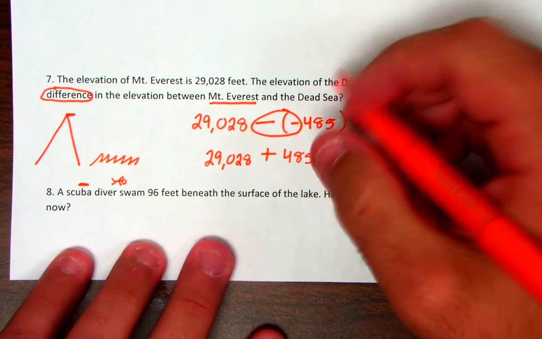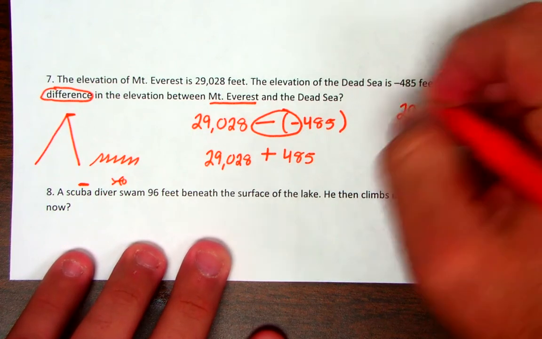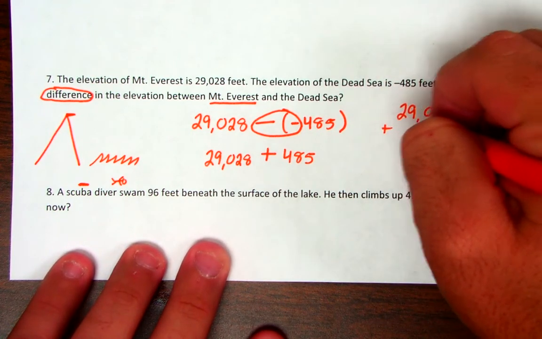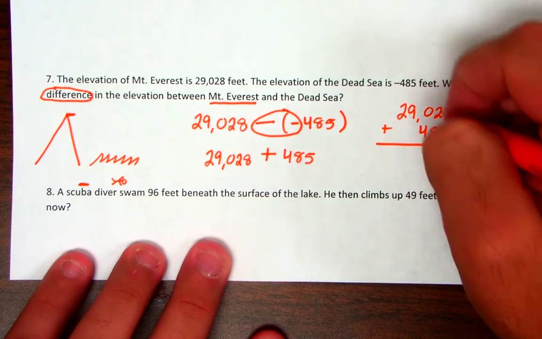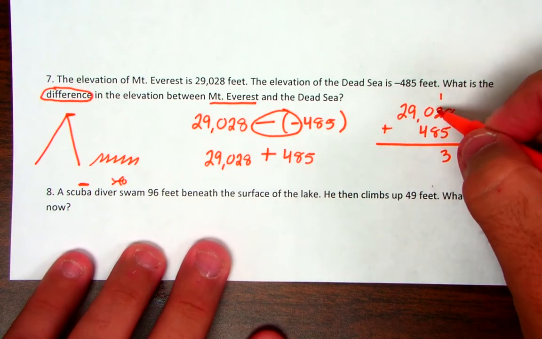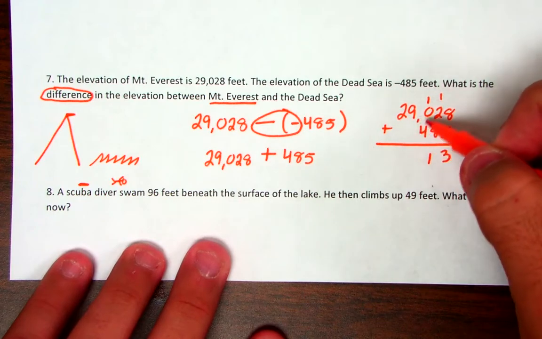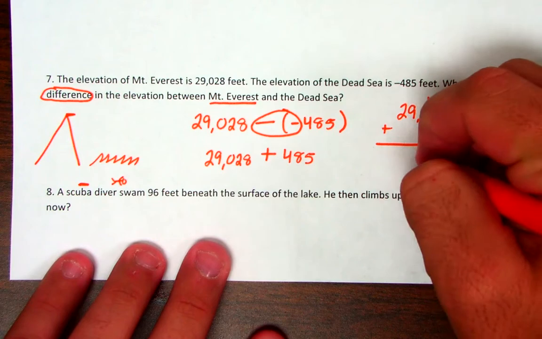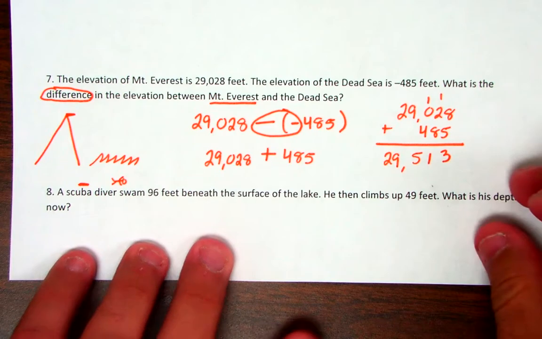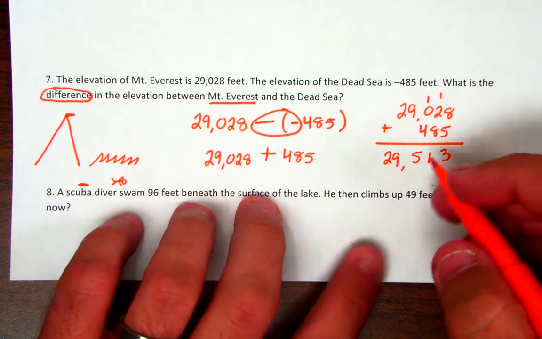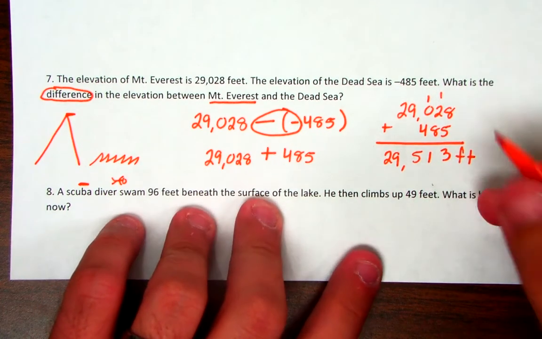And when we add those two, let's see what we get. Let's see, 8 plus 5 is 13. 8 plus 2 is 10, plus 1 is 11. 4 plus 0 is 4, plus 1 is 5. And then just bring that into 29. So the difference is 29,513 feet from the top of Mount Everest to the bottom of the Dead Sea.